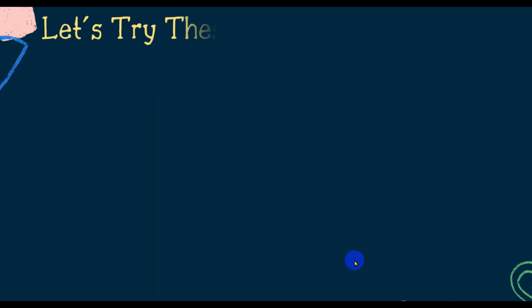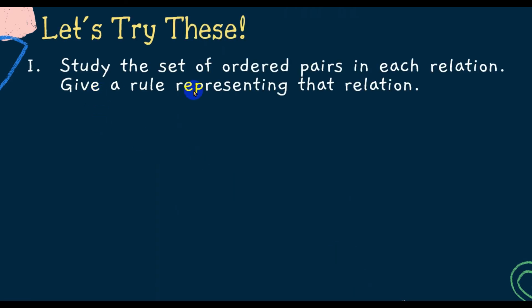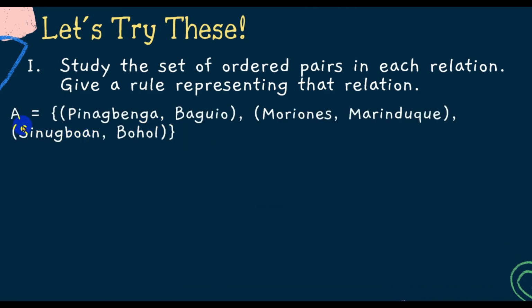Now, let us try this activity. So, first is study the set of ordered pairs in its relation and give a rule representing that relation. So, ito na nga, kagaya dito sa ating activity na ito, tayo yung gagawa ng rule. Let's have item number 1. We have here set A where the ordered pairs are Pinagbenga, Baguio, Moriones, Marinduque, Sinugboan, and Bohol. What will be the rule that we can form from this given relation? So, ano nga ba ang relationship between the x terms and y terms? Pinagbenga, Moriones, and Sinugboan. Ano po ba sila?